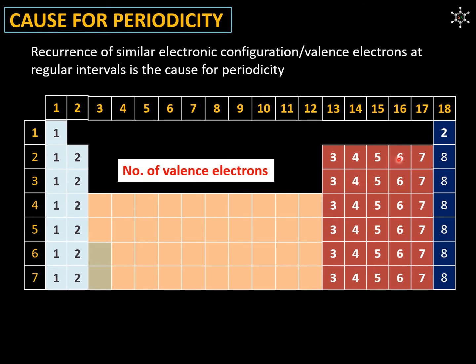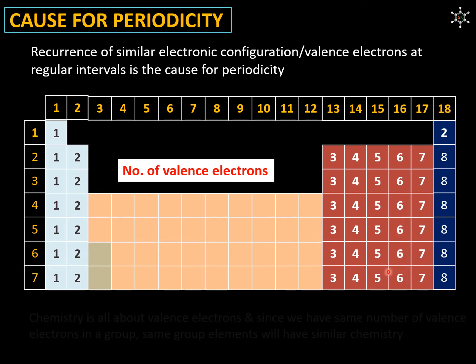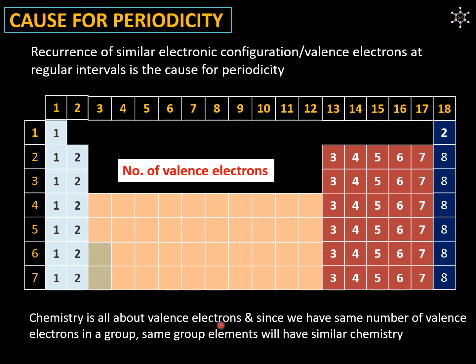If we start from this element, moving like this gives us another element having the same number of valence electrons here. Again moving gives us the element with the same number of valence electrons here, and it keeps happening with every group. Chemistry is all about valence electrons, and since we have the same number of valence electrons in a group, same group elements are expected to have similar chemistry.